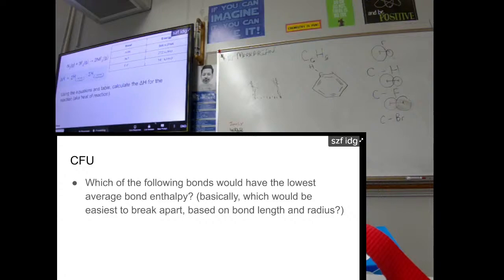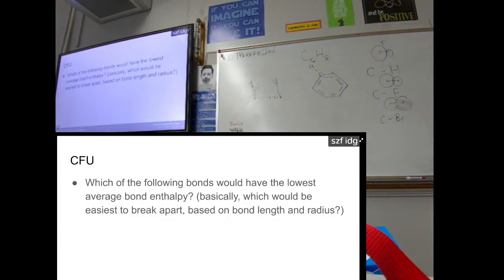So, long story short, CBr would be the lowest bond energy or enthalpy. CH would be the highest. Bromine is really big, so it's farther away, which means it's easier to get apart. Long distance doesn't work as well.